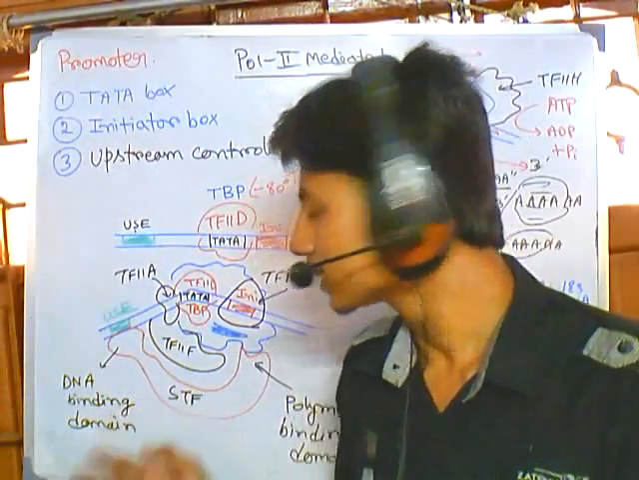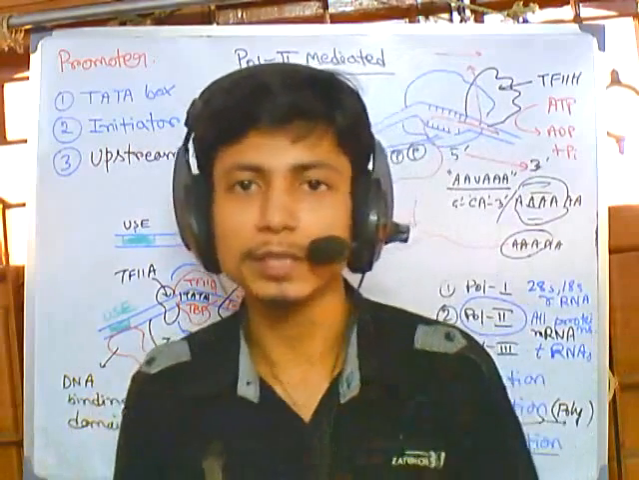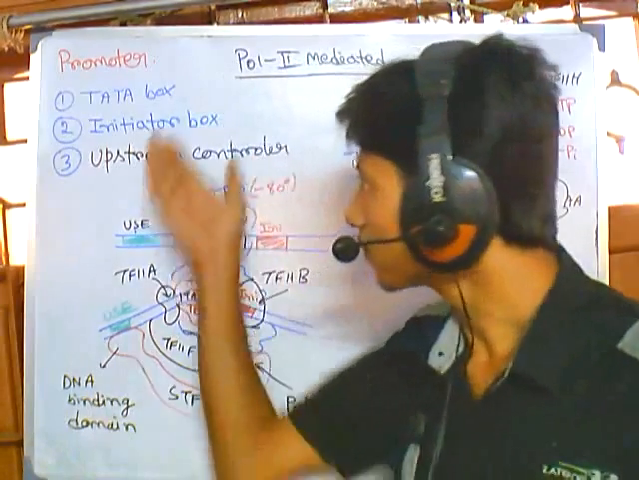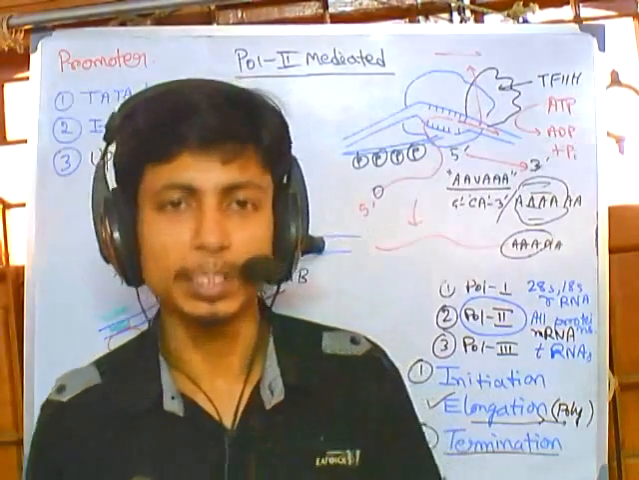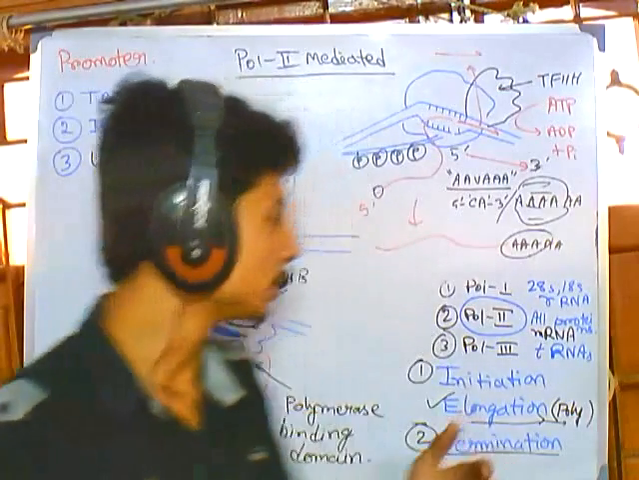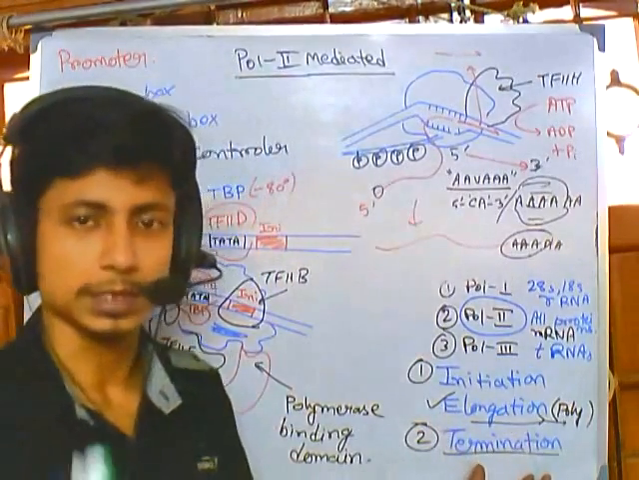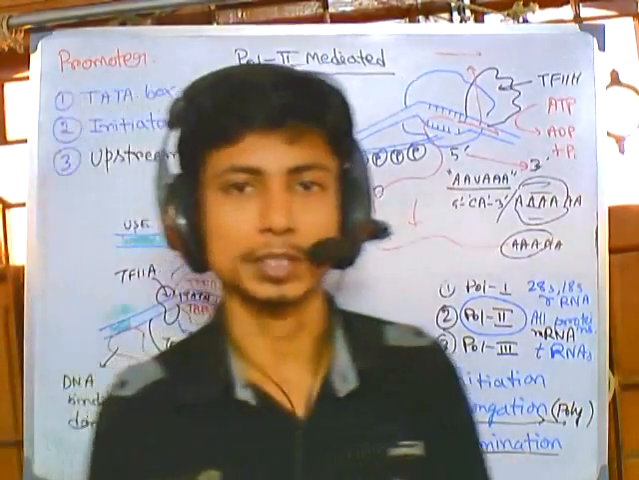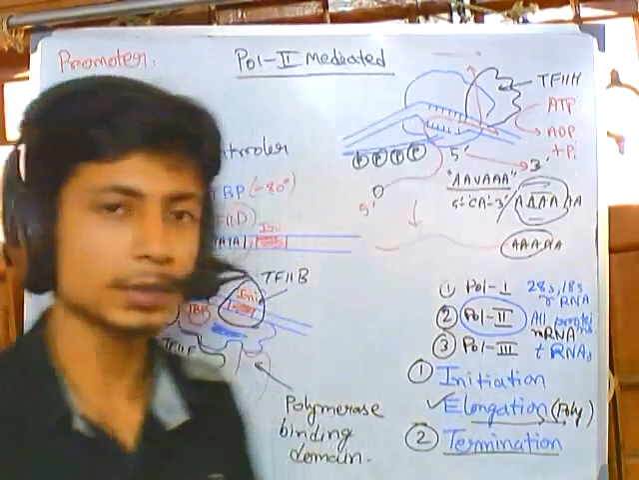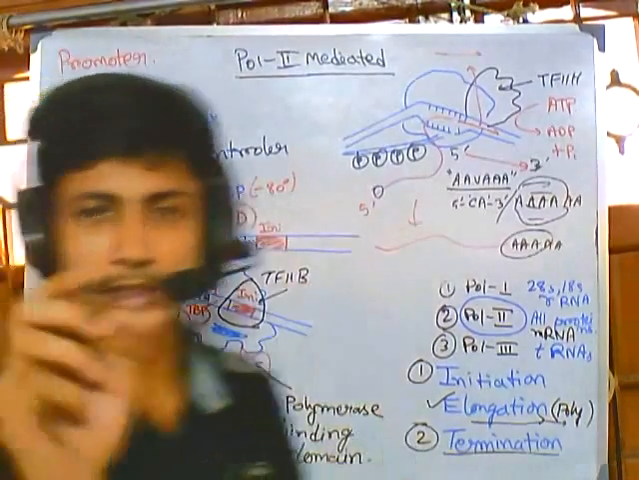So that's why I'm going to recapitulate what I have talked about: the process of transcription utilizing RNA polymerase 2. After that we'll be talking about termination, which I've told you before we will be making a separate video on. So before that, we'll be going through this process in gist.